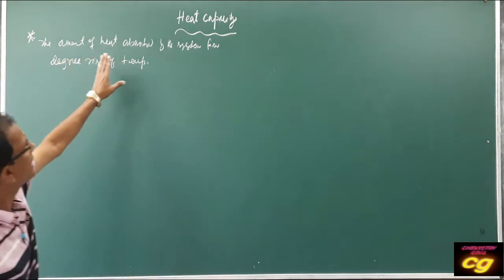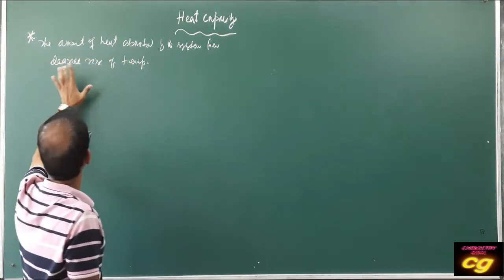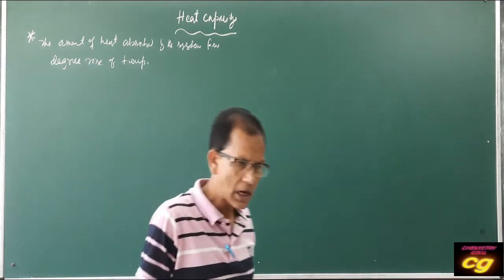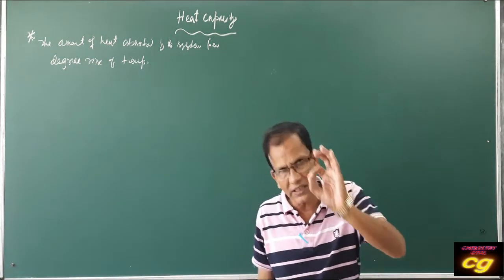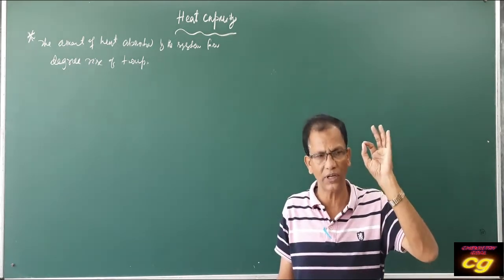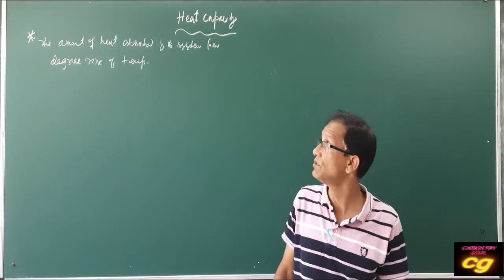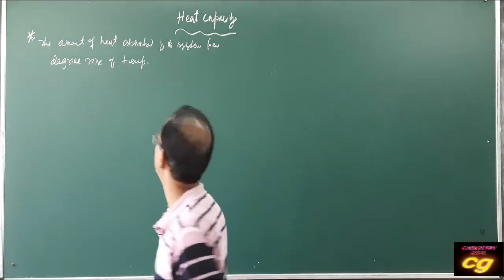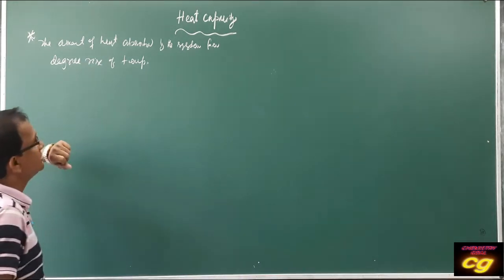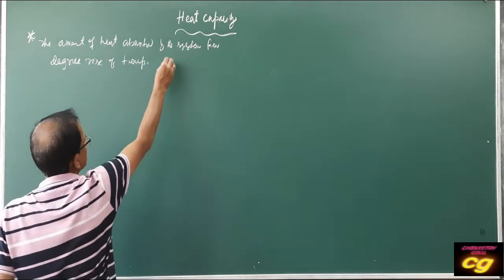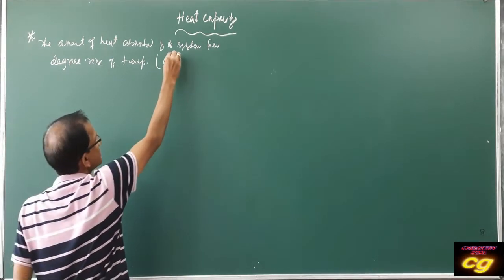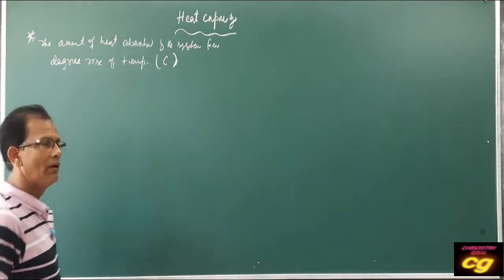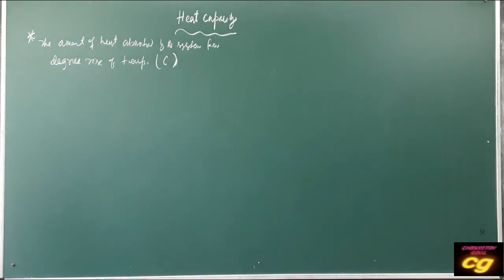The amount of heat absorbed by the system per degree rise of temperature. That means how much heat is absorbed by the system for raising the temperature by 1 degree. That is called heat capacity, and generally heat capacity is expressed as C.